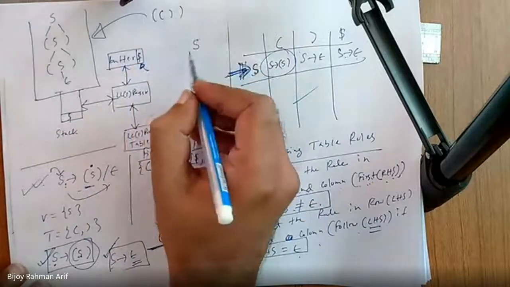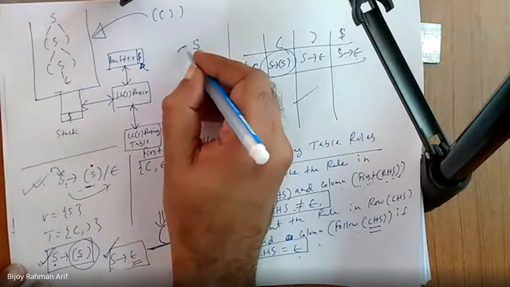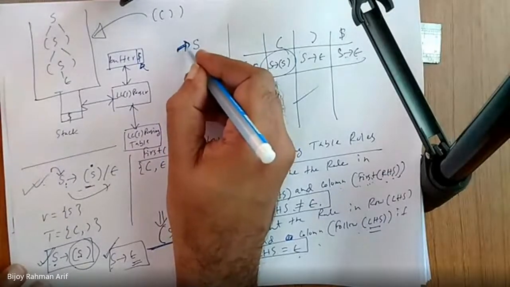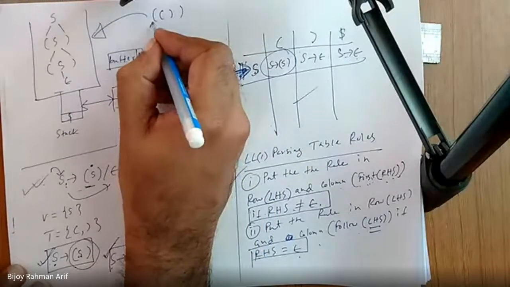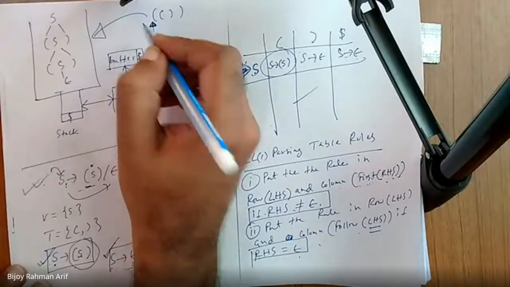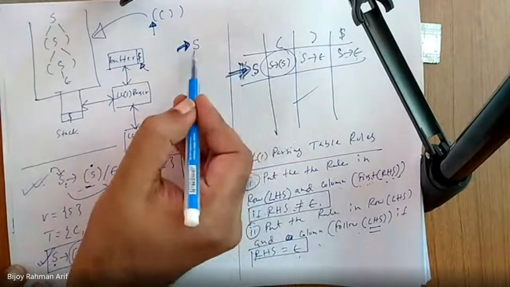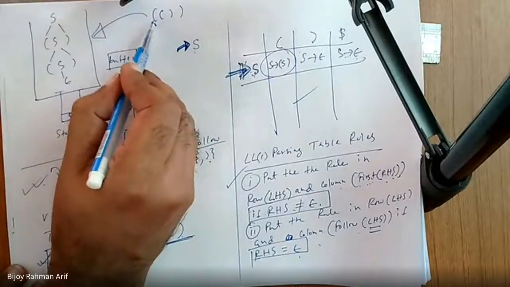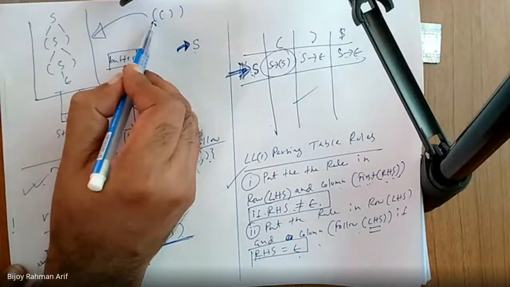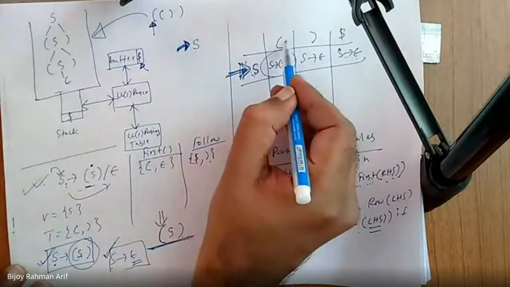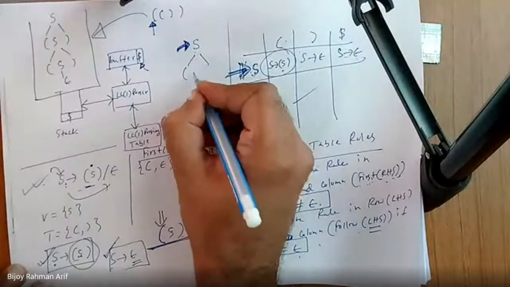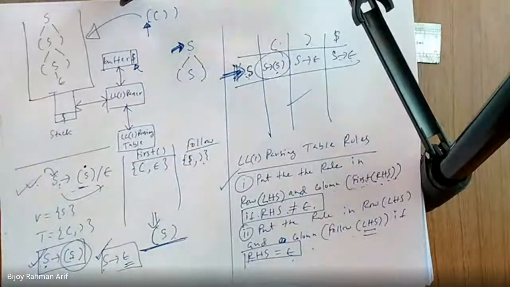Let's assume right now my variable is S. Okay? And I'm seeing an open parenthesis. So which production are you going to use? You go to the S row, and you try to find the entry in the open parenthesis column. What is the entry in the open parenthesis column here? S derives open parenthesis S close parenthesis. So in this case, you are going to make S derive this one. Is it clear to you?